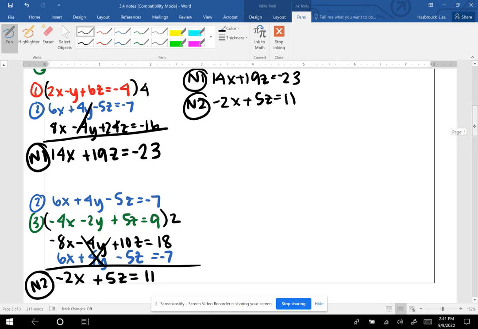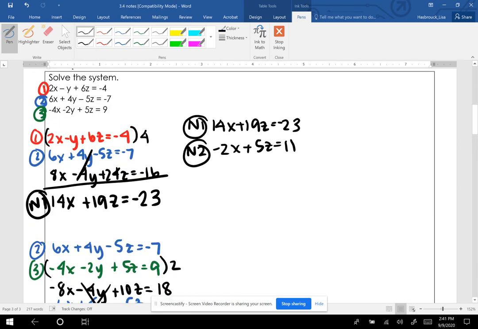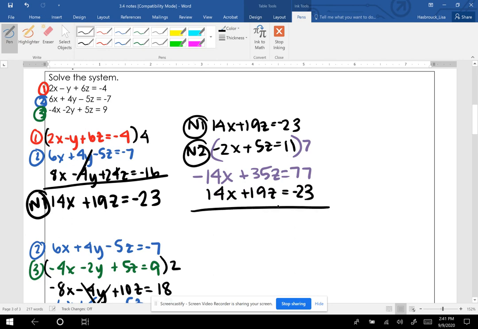And now I'm going to eliminate another variable. So looking at these 2 new equations, it would be easiest to get rid of the x because I can multiply this new equation 2 by 7. It gives me negative 14x plus 5 times 7 is 35z equals 77. Write that new equation 1 right below it. When I add these together, the x's cancel out. 35z plus 19z would be 54z. And 77 minus 23 is 54. I'm going to divide both sides by 54. So I get z is equal to 1. So I have my first variable.